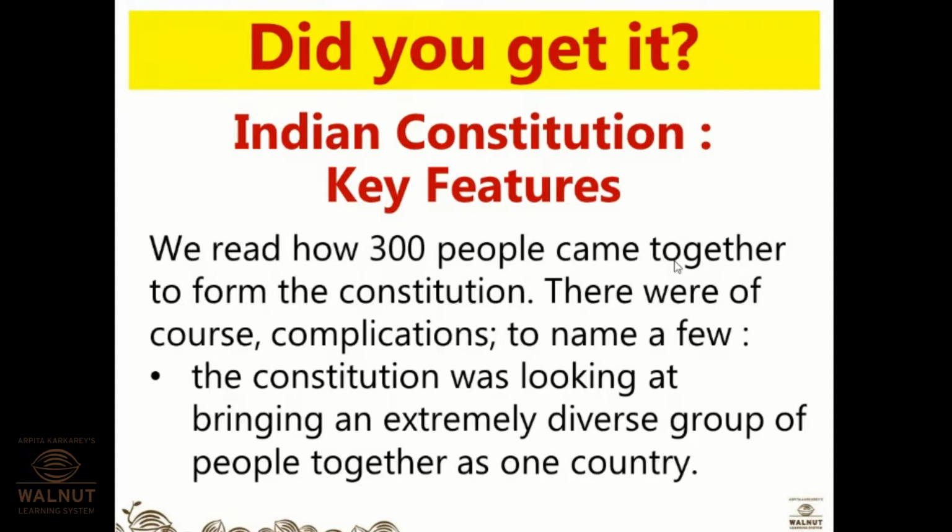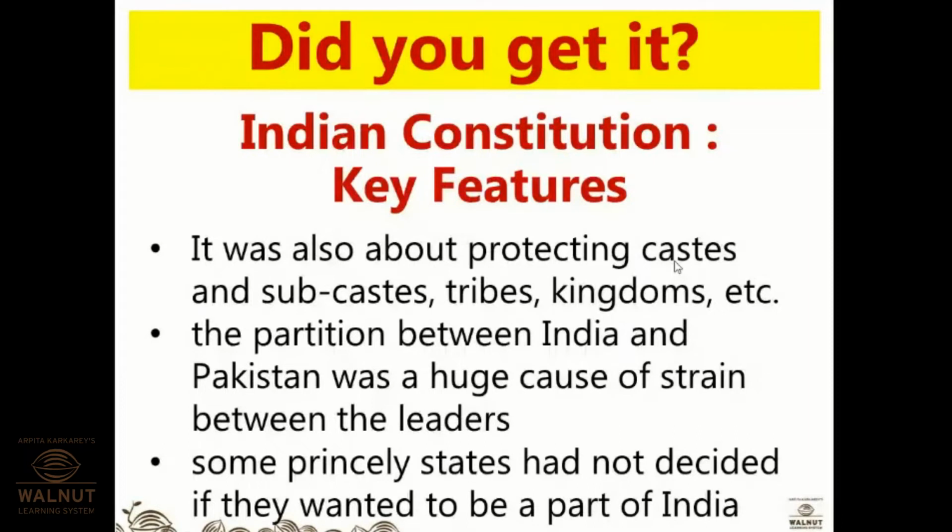We read how 300 people came together to form the constitution. So we have seen that when it was drafted, from different places, different groups, people came together, discussed for many days, and formed the constitution. The constitution was looking at bringing an extremely diverse group of people together as one country. So, considering all those things, they looked at the whole country as one. It was also about protecting caste and subcaste, tribes, kingdoms, etc.